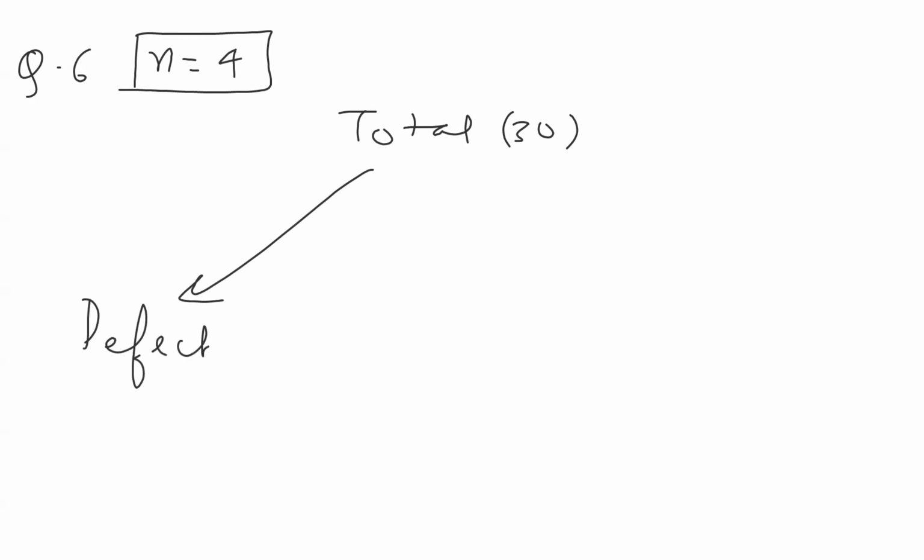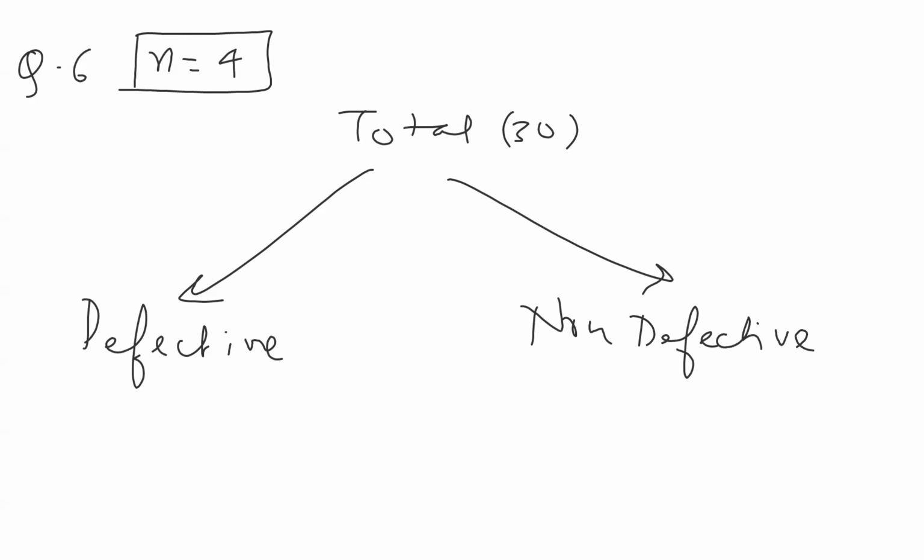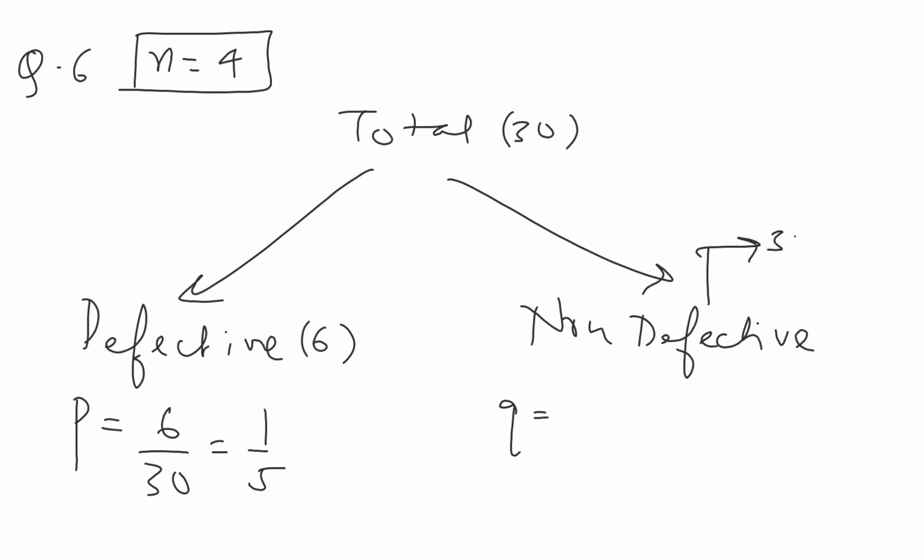So defective and non-defective. Let P be the probability of getting a defective bulb. So 6 are defective, so 6 upon 30. So the probability of getting a defective bulb is 1 by 5. And Q: non-defective bulbs will be 30 minus 6, which is equal to 24. So 24 upon 30.